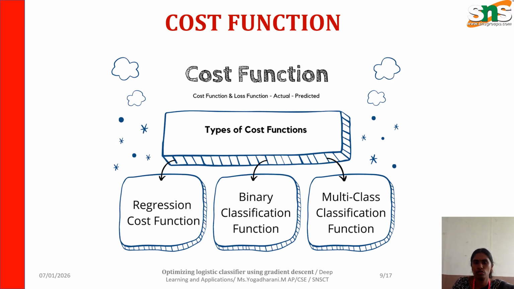As I told you about the difference between cost function and loss function: the loss function is the difference between actual and predicted for only one data point. For the whole training data set, it is called the cost function. The cost function tells how wrong the model is. For logistic regression, we use a special loss function called log loss or cross-entropy loss. Our goal during training is to minimize this cost function.